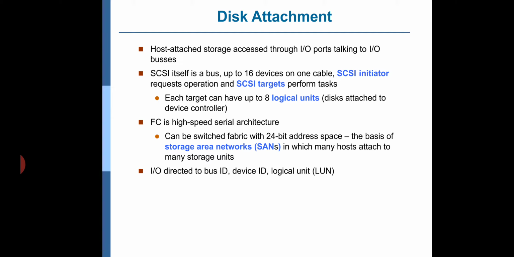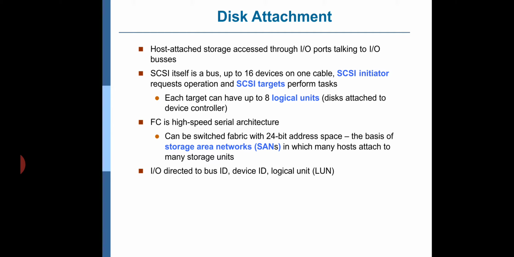Then disk attachment. The host-attached storage is accessed through I/O ports talking to the I/O bus. SCSI itself is a bus, with up to 16 devices on the cable. In SAS, the SCSI initiator requests an operation and the SCSI targets perform the tasks. Each target can have up to 8 logical units, with disks attached to the drive controller. FC is the highest-speed serial architecture.